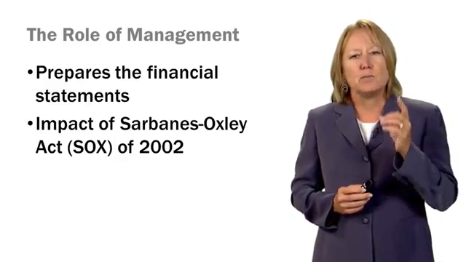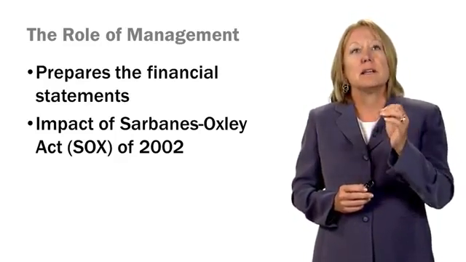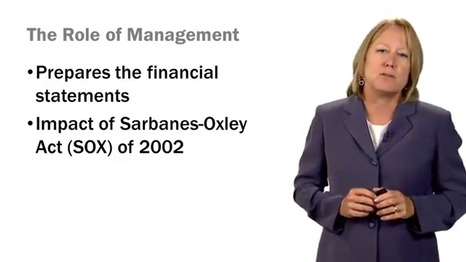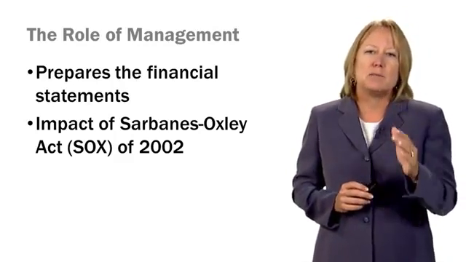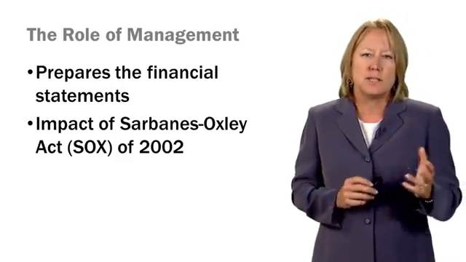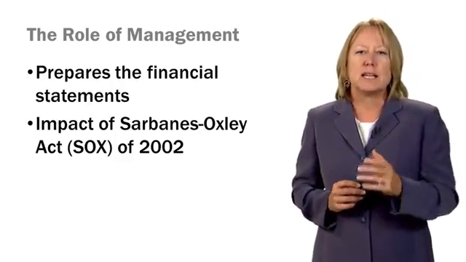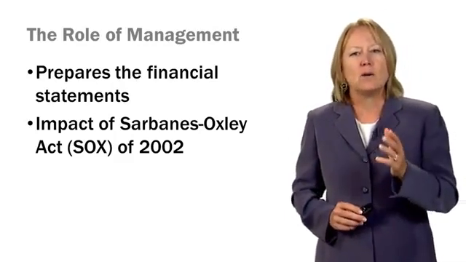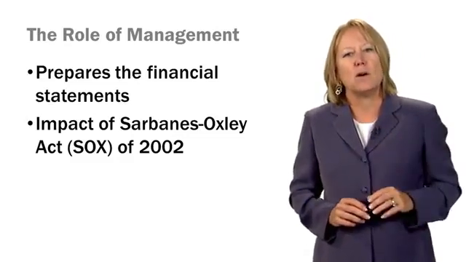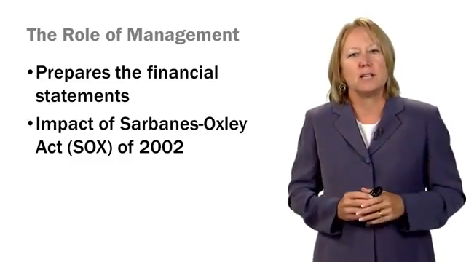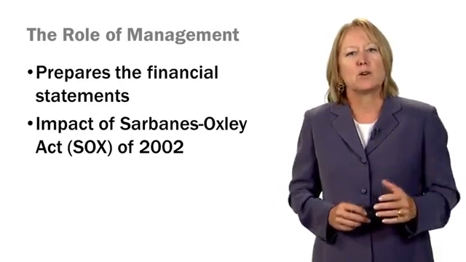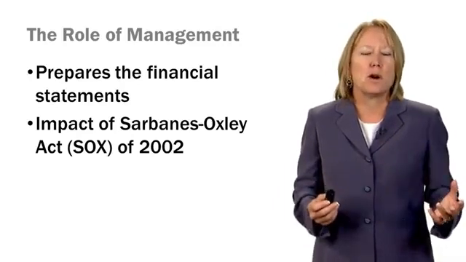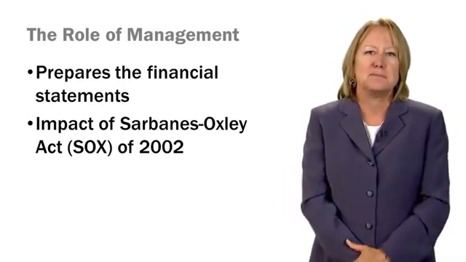And interestingly, it explicitly placed the responsibility for financial reporting in the laps of the chief financial officer, the CFO, and the chief executive officer, the CEO of the organization. And now both the CFO and the CEO have to personally sign off on the financial statements and are subject to criminal penalties if misreporting is found to have occurred.